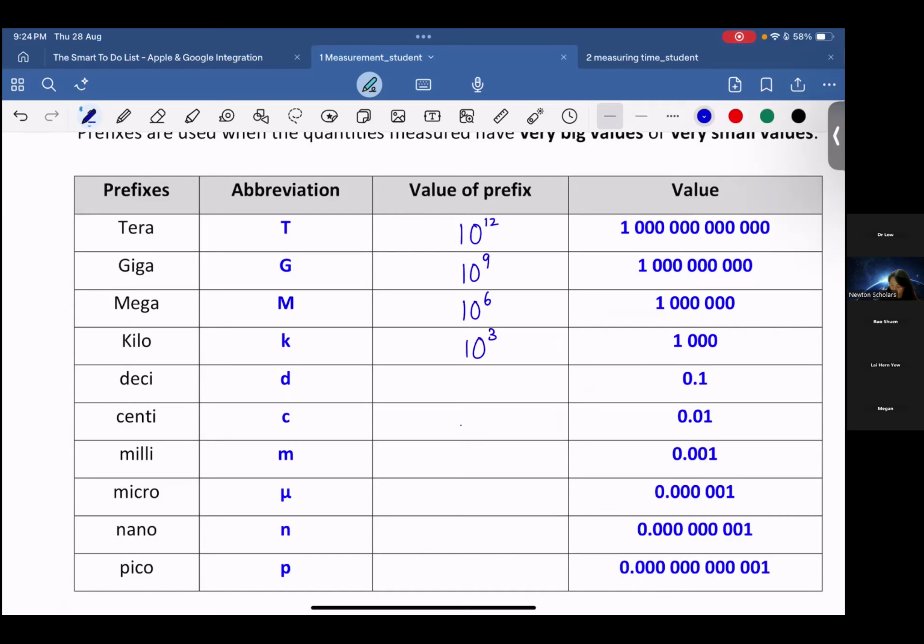Deci, this one too, I skip first. Milli is 10 power of negative 3. Micro, negative 6. Nano is negative 9 and pico negative 12. So basically, can you see that it's quite easy for you to memorize? 12 to 9 actually is minus 3. Minus 3, minus 3, minus 3. So this one is very easy to memorize. Okay, deci and centi are 10 power of negative 1 and 10 power of negative 2.